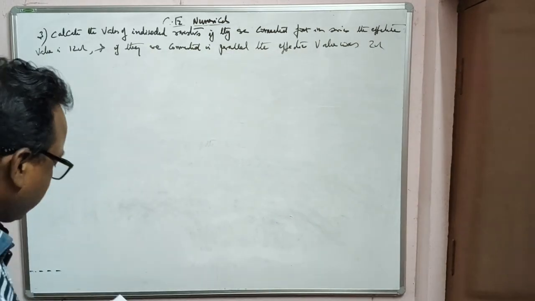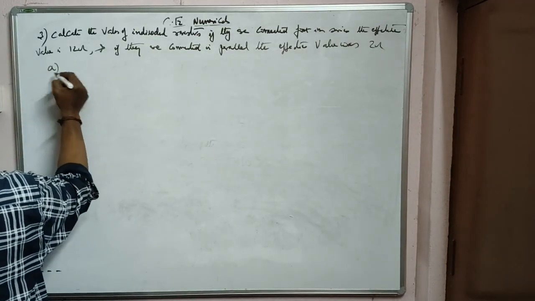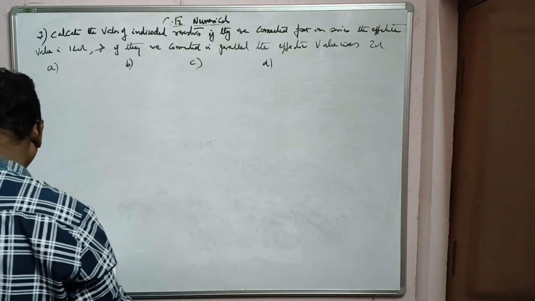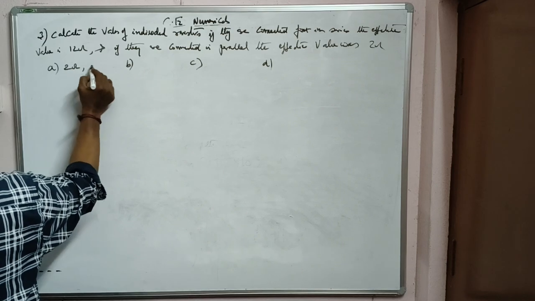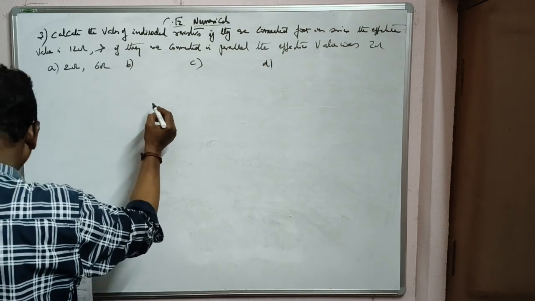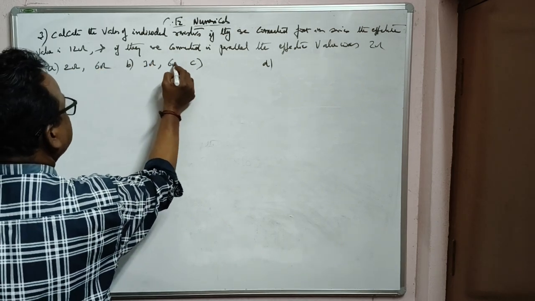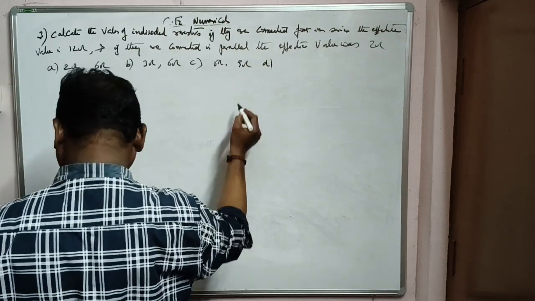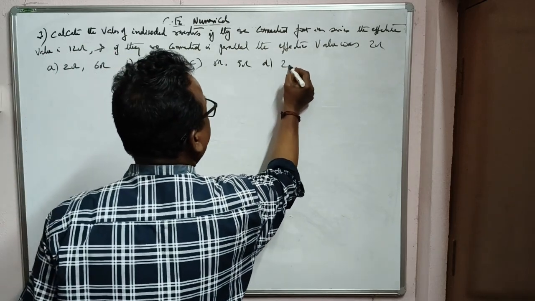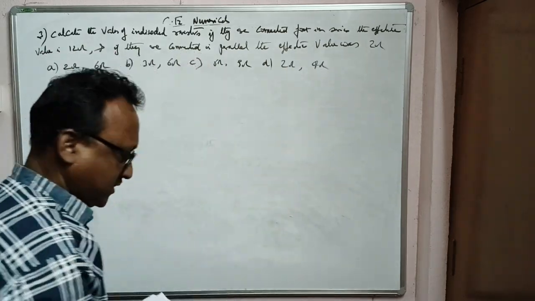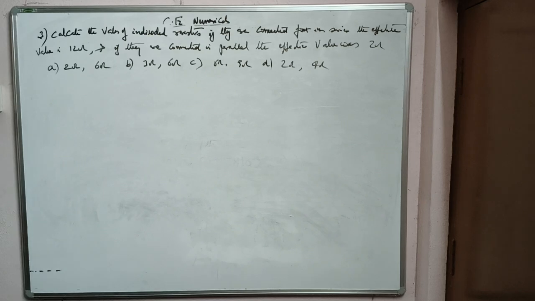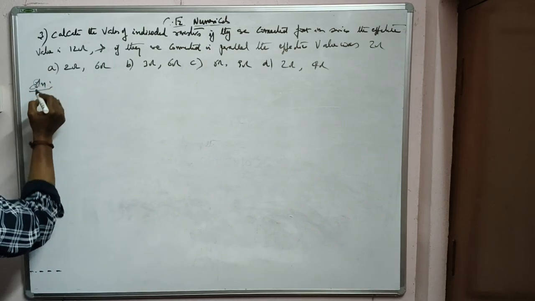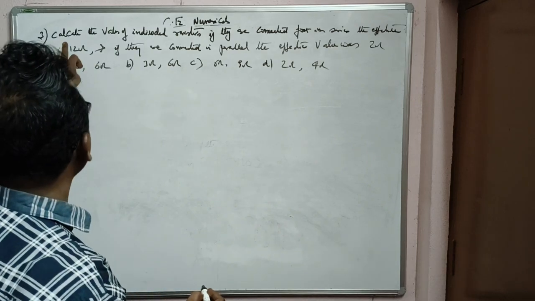Okay, this was the question and it was given with the choices A, B, C, D. It is given as 2 ohms, 6 ohms; 3 ohms, 6 ohms; 6 ohms, 9 ohms; and D, 2 ohms, 4 ohms. Now let us see the solution for this one. This is a little twisting question. You have to do it properly by using a little basic mathematics, algebra.